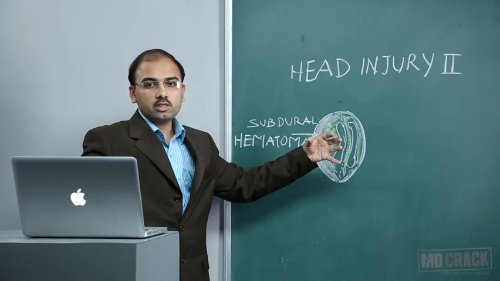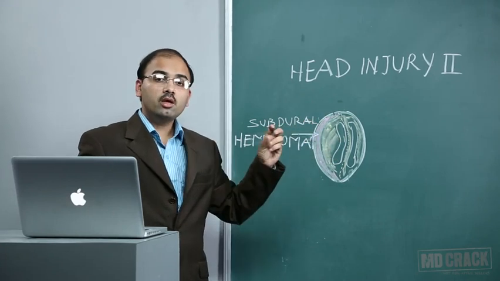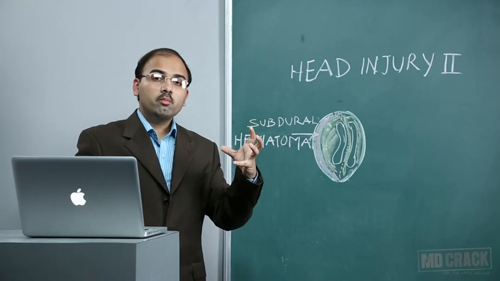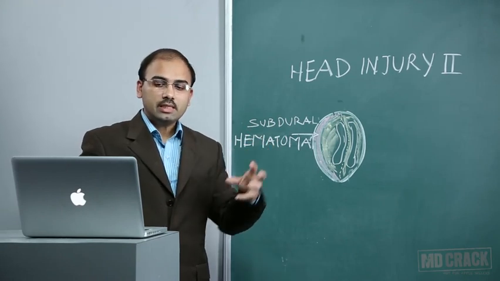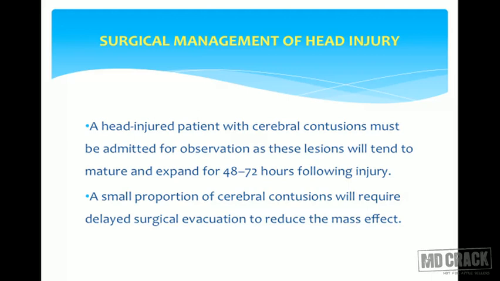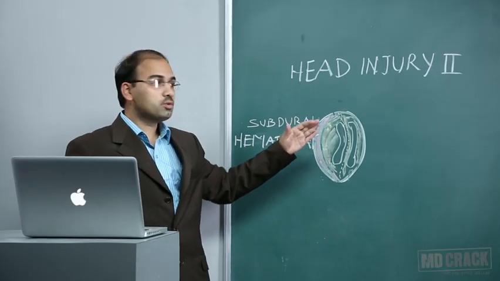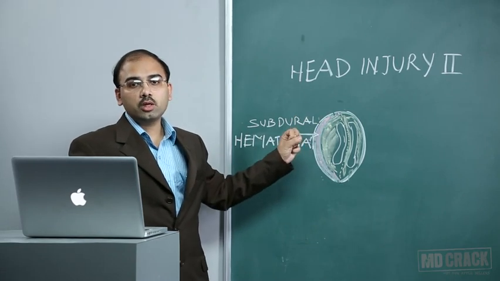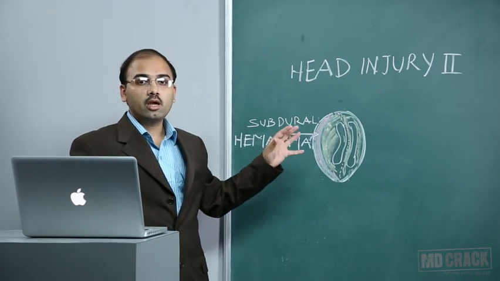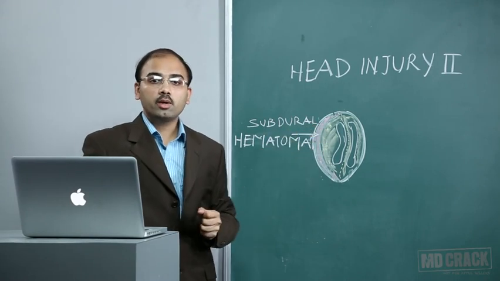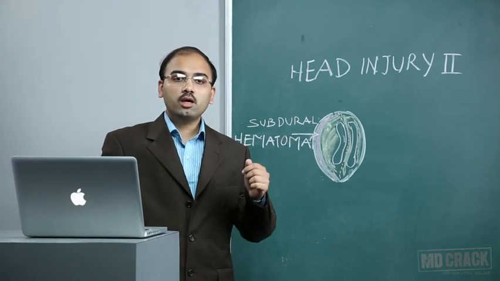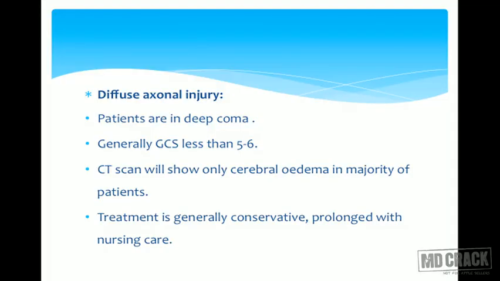So as the period progresses, the lesions which appear small may enlarge over a period of time because perifocal edema will increase. A small proportion of cerebral contusions will require delayed surgical evacuation to reduce the mass effect. So whenever you have mass effect and impending herniation, you should do craniotomy and evacuate the hematoma so as to allow the brain to expand, and you have to take out the dead brain parenchyma so as to reduce the hematoma and edema. Next, we'll see what is meant by diffuse axonal injury.